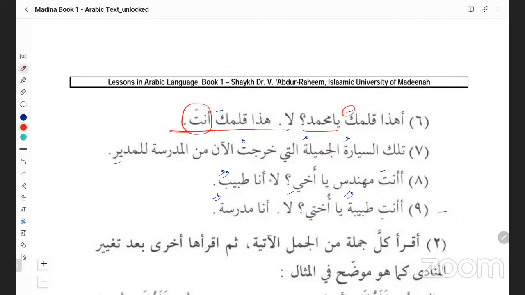تلك السيارة الجميلة التي خرجت الآن من مدرسة المدير. Again, تلك we done, تلك for things of far, and this will be the اسم الإشارة, and whatever comes after it will be the badal. التي, we spoke about the اسم موصول and the verb خرجت. We said that it means she left or she exited. So she won't be she, it will be it, because he's speaking about the car. So التي خرجت will mean that left. الآن, now, من المدرسة, from the school. للمدير belongs to the مدير. Number 9.